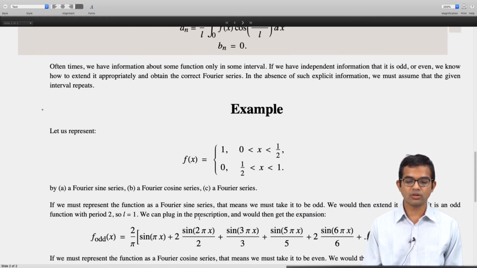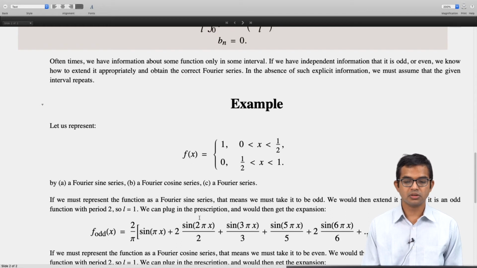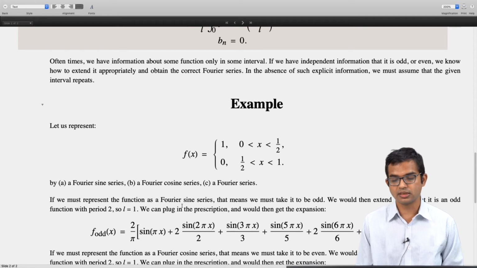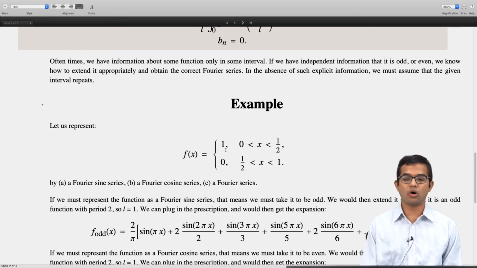So let's look at all these three and you see how the Fourier expansion would change. If we must represent this function as a Fourier sine series, that means we must take it to be odd, right?